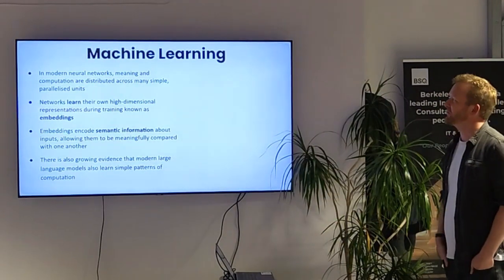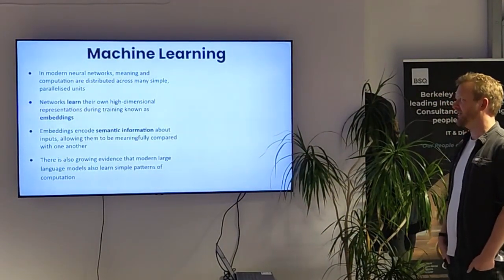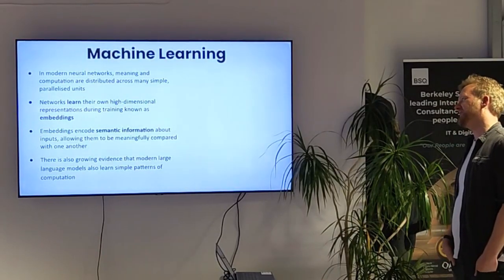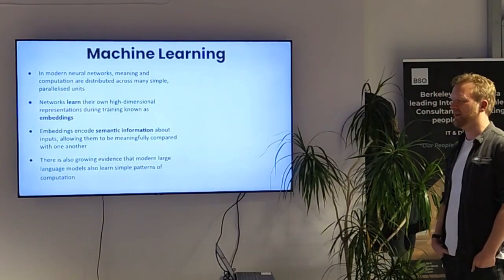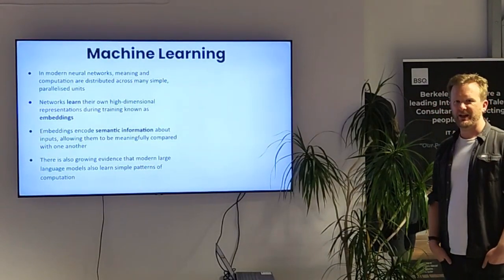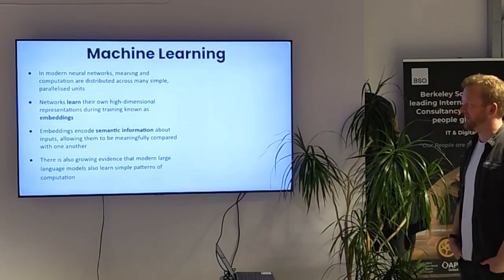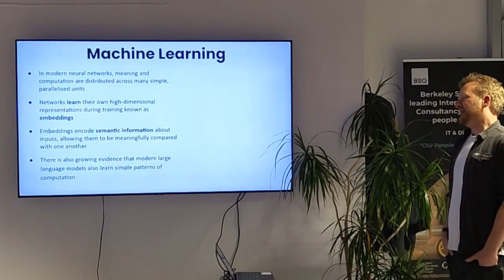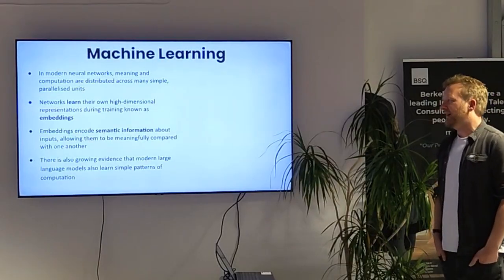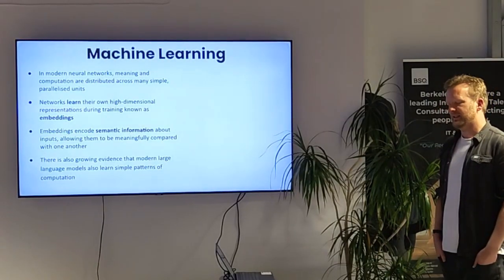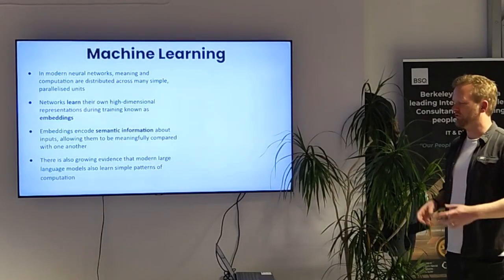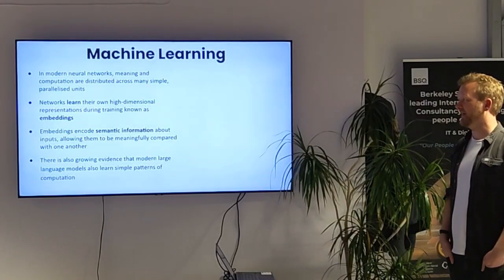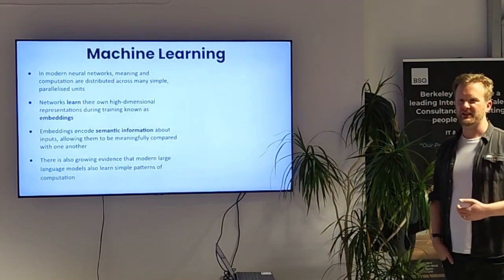In modern neural networks, meaning and computation are distributed across many simple units. The difference is that they are learning their own high-dimensional representations, known as embeddings. If you've ever looked at embeddings, you've probably been thinking this sounds like what's happening. Either the network has directly learned embeddings, having been trained to deliberately cluster or learn representations that cluster data in some way, or it's a side effect of some other task that it's trying to learn.